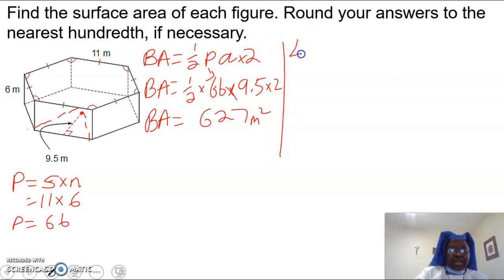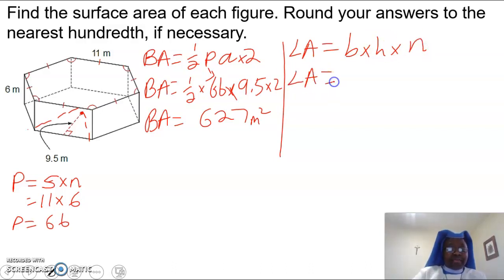Now we're going to find the lateral area. The lateral area is all these rectangles. You find the area of each one and then add them all up. But because the hexagon is regular and the height is the same, all these rectangles are identical. So we have 6 of them. We do base times height and then times the number there are, because they are the same. If they are different, we have to find them all separately.